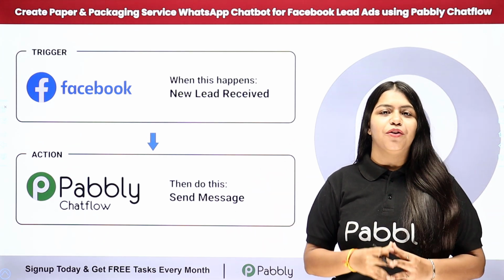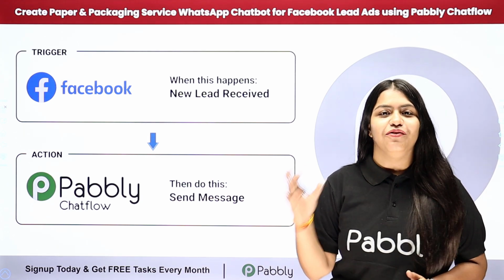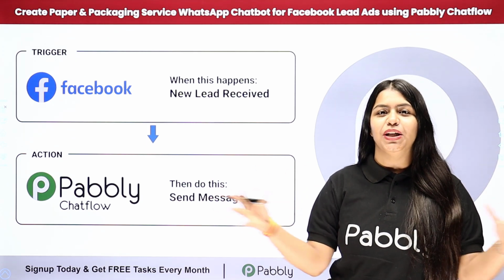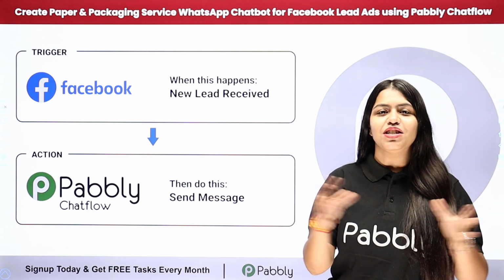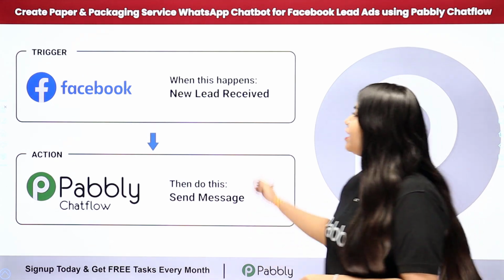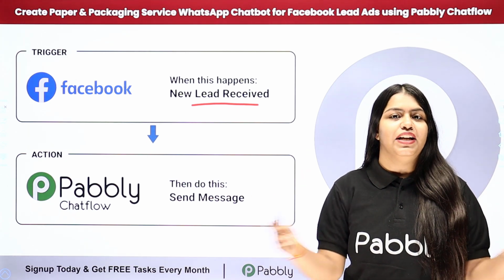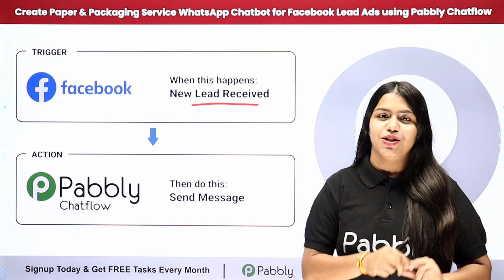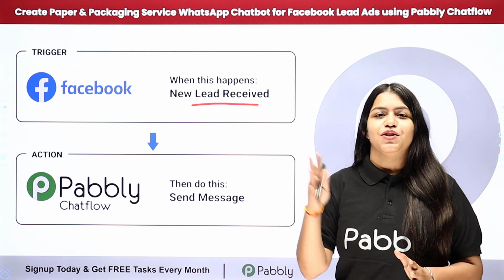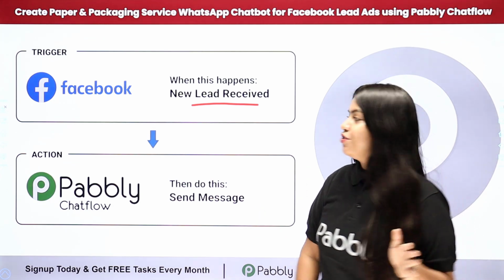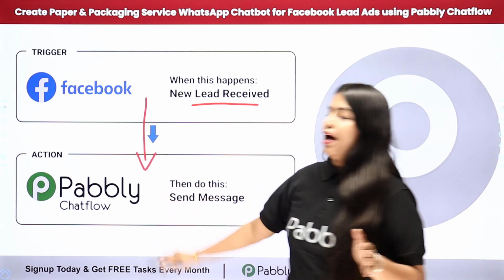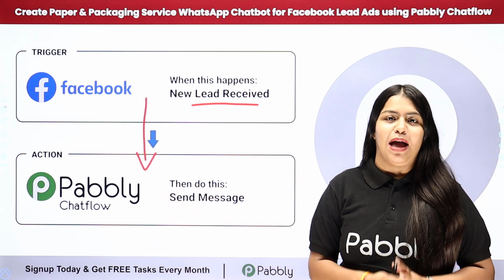So over here I'm the owner of a paper and packaging business, and we also use Facebook lead ads to get more leads for our business. So now what I want is that as soon as we receive a new lead through Facebook lead ads, an automated WhatsApp message, which is a welcome message, should be sent to my lead to nurture them. So to do this, we are simply going to create a connection between Facebook lead ads and Pabbly Chatflow with the help of Pabbly Connect.